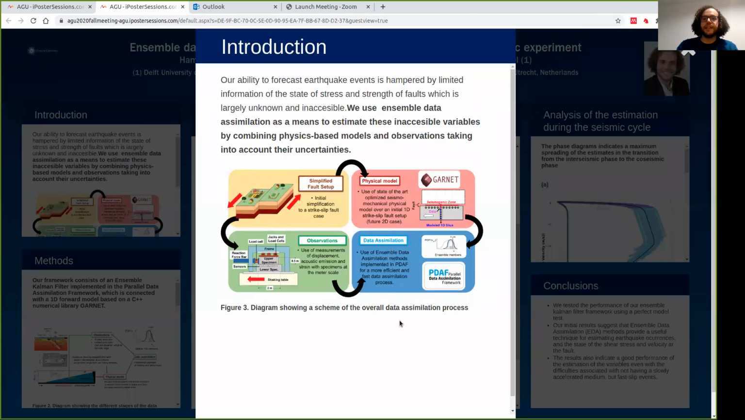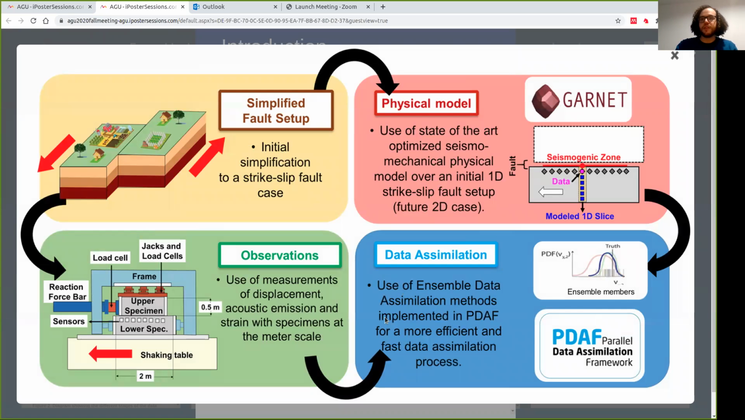Our motivation for studying this approach is to help address one of the major difficulties when trying to provide a forecast of an earthquake event, which is the large uncertainty that exists with regard to the current states of the stress and strength of the faults that produce them. We propose the use of data assimilation techniques, which are most commonly used in oceanography and weather forecasting, to combine the information of realistic numerical models, which represent our knowledge of the physics of the problem, and observations like laboratory measurements under controlled conditions or field observations.